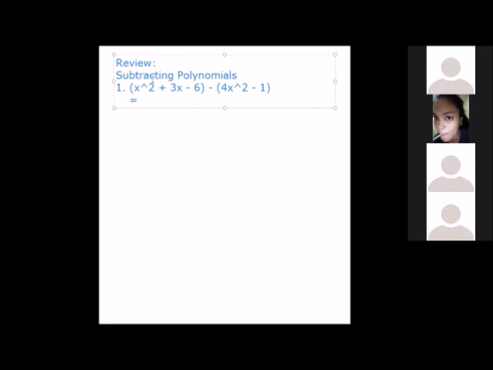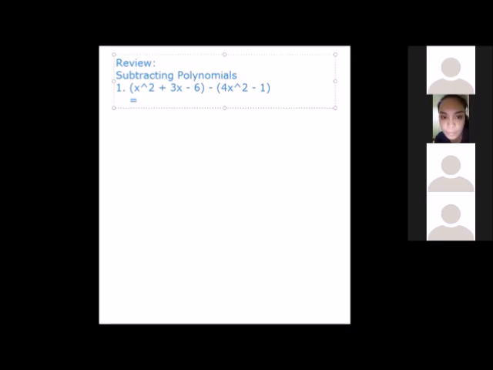Should it be negative 4x squared? We have positive 4x squared minus 1. So, negative 4x squared plus 1, ma'am. Yes, that's right. So then we can proceed to combining like terms.